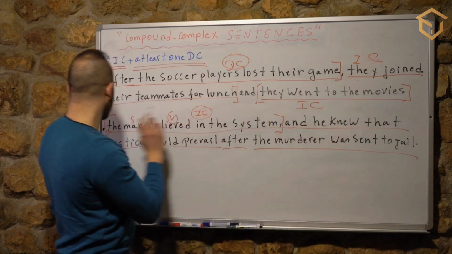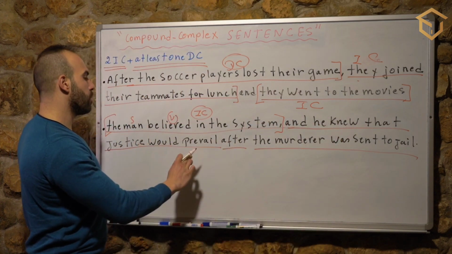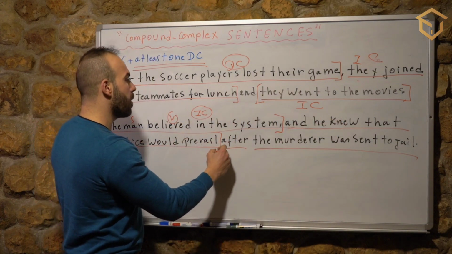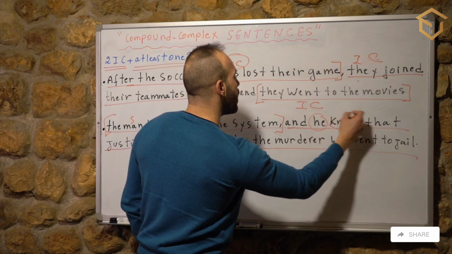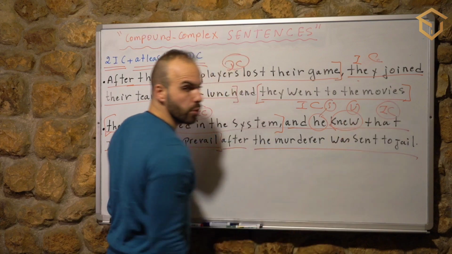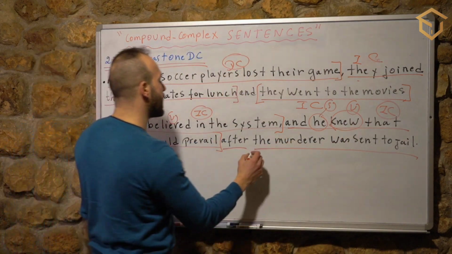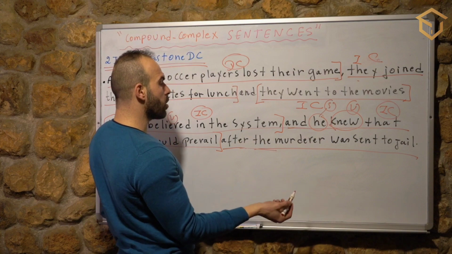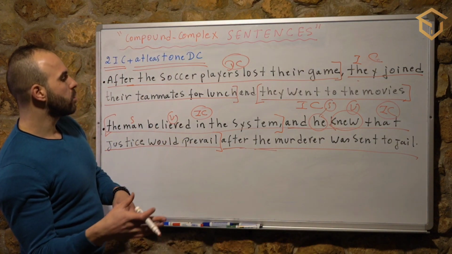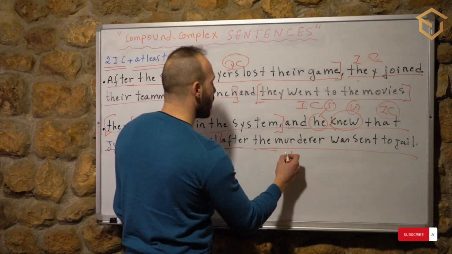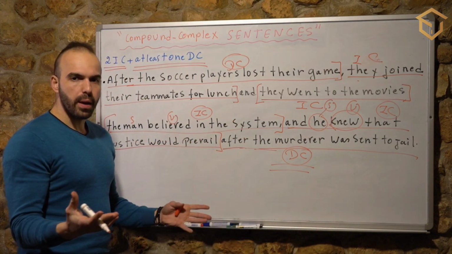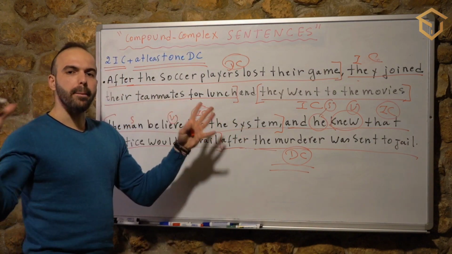And he knew that justice would prevail. So he knew, as you can see there, that's a subject and that's a verb, so that's an independent clause too. After the murderer was sent to jail. That's a dependent clause, as you can see. It doesn't have a meaning. It doesn't express one complete thought.